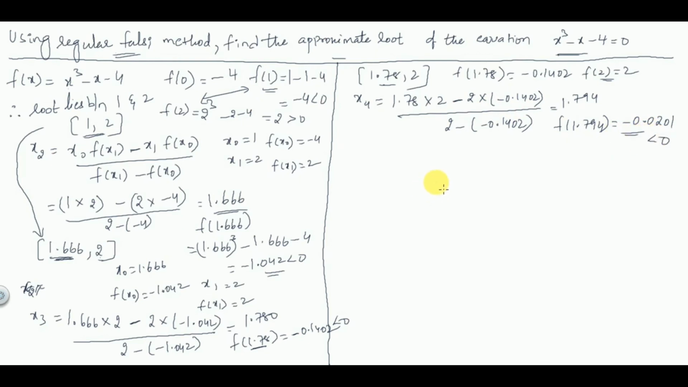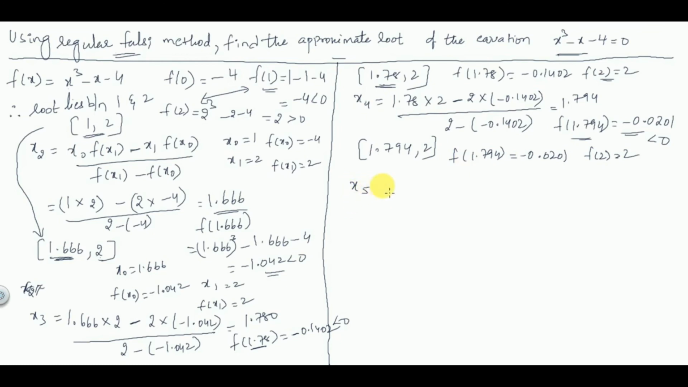I'm writing the values directly, but you solve using a calculator, because I have already solved this problem. So minus 0.0201, which is less than 0. Now it replaces the negative root. What is the negative root now? Again 1.78. So 1.78 is replaced by 1.794. So now the root lies between 1.794 and 2. So f of 1.794 is minus 0.0201, and f of 2 is equal to 2.